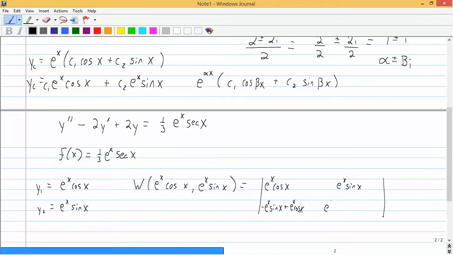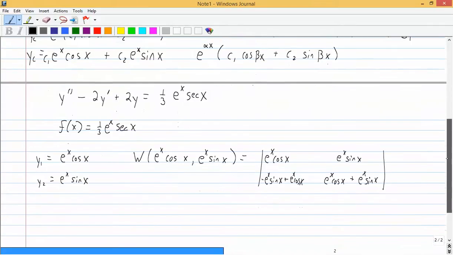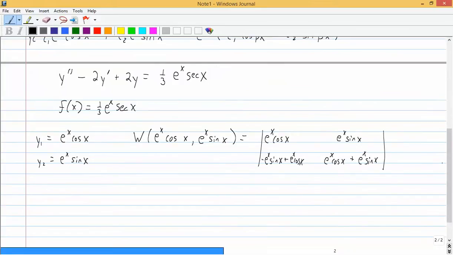That's going to be e to the x cosine x plus e to the x sine x. Alright, now we have to work out this Wronskian. So to work out the Wronskian, we have it set up correctly. Now we just need to evaluate the 2 by 2 determinant.